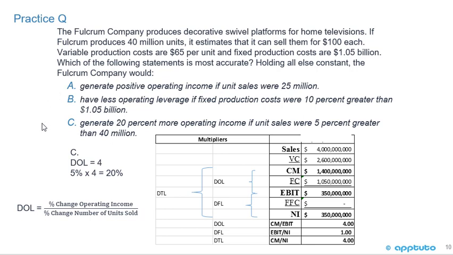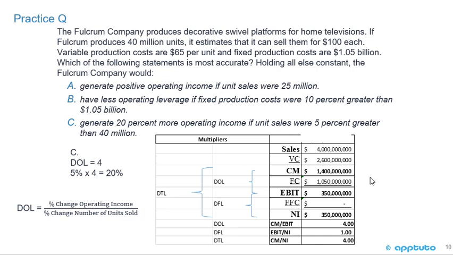Now C is asking about generating 20% more operating income if unit sales were 5% greater. So that's talking about the degree of operating leverage. The percentage is the percentage change in operating income based on a percentage change in the number of units sold. So we have to calculate the multiplier for the degree of operating leverage. As I said, the way that I like to do it is just to use the data that's given to me and set up a very quick contribution margin income statement. Sales minus variable costs gives contribution margin, minus fixed costs, which they've given us, gives us our EBIT, our operating income, minus fixed financing costs gives us our net income.